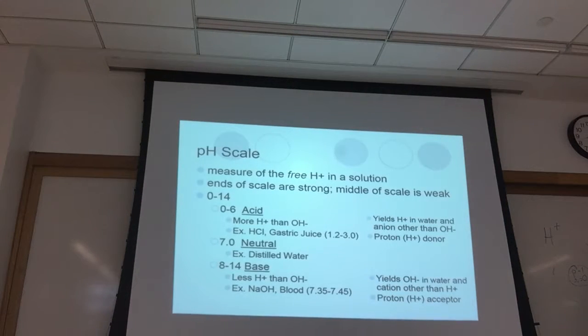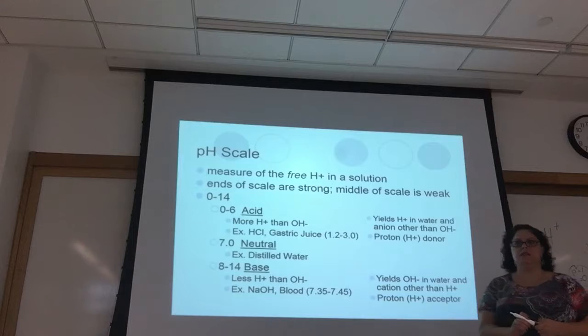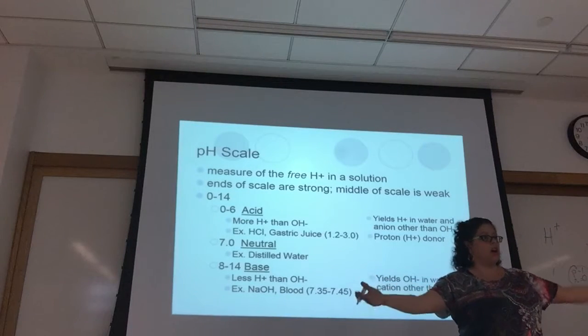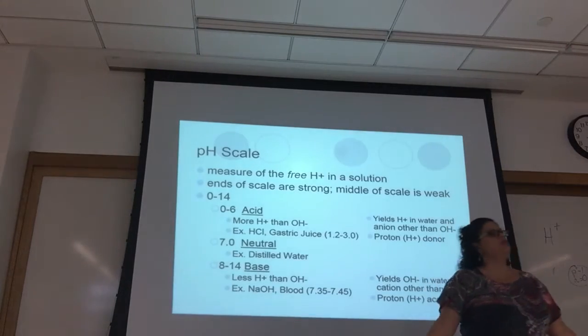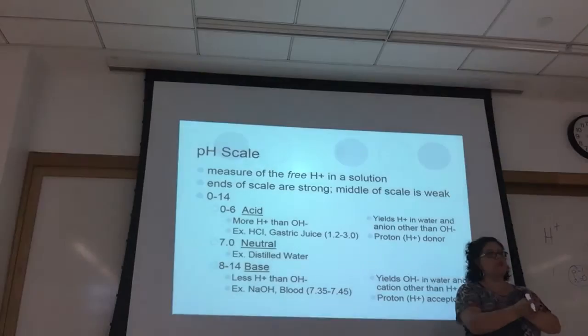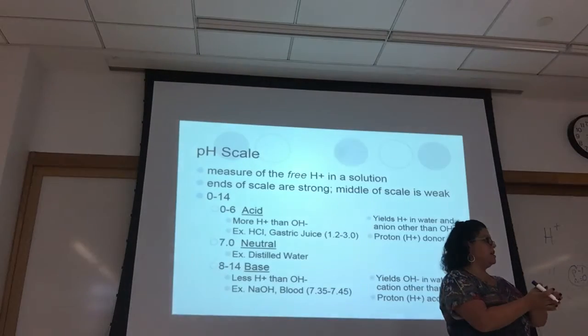One hydrogen ion, I have one hydroxide, I put them together, I get water, which is my neutral substance. The pH scale will go from 0 to 14. The closer you get to 0, the more acidic the solution is. The closer you get to 14, the more basic the solution is. The ends of the scale, the stronger the solution, either the stronger the acid or the stronger the base. Closer to the middle, closer to neutral, the weaker the solution is.